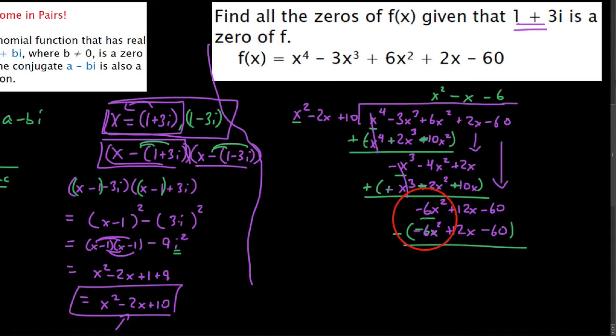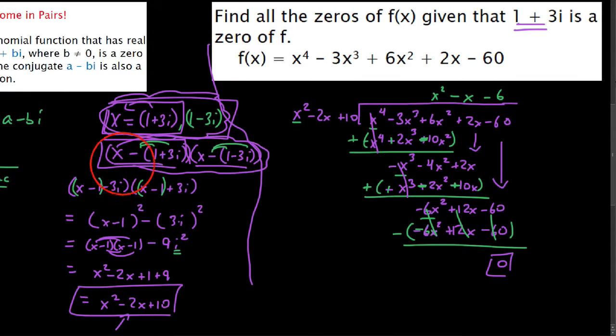And of course, this is no mystery. We knew that this was going to happen to leave a zero remainder because we knew that if these were zeros in the first place, then these were factors. And if those are factors, then the polynomial that gives us those factors that had those zeros is this right here. And we knew that this was a zero to begin with of this entire polynomial. So this must go into this one evenly.